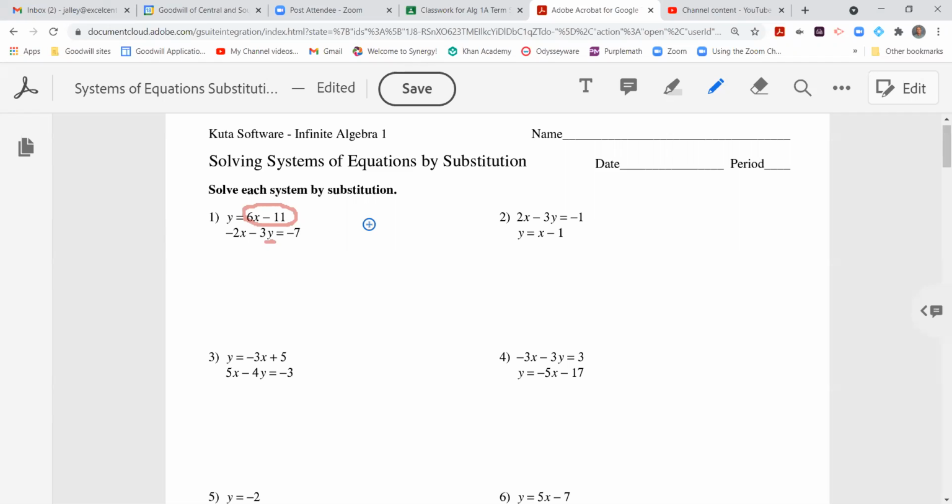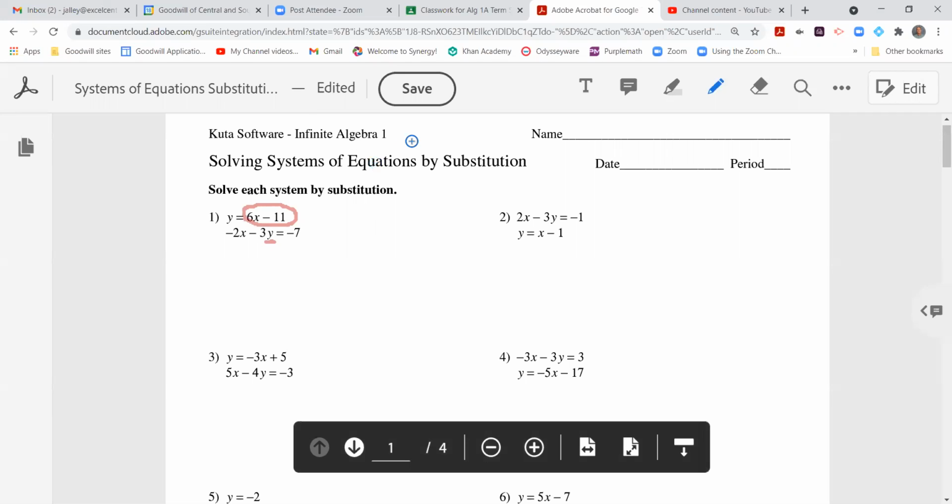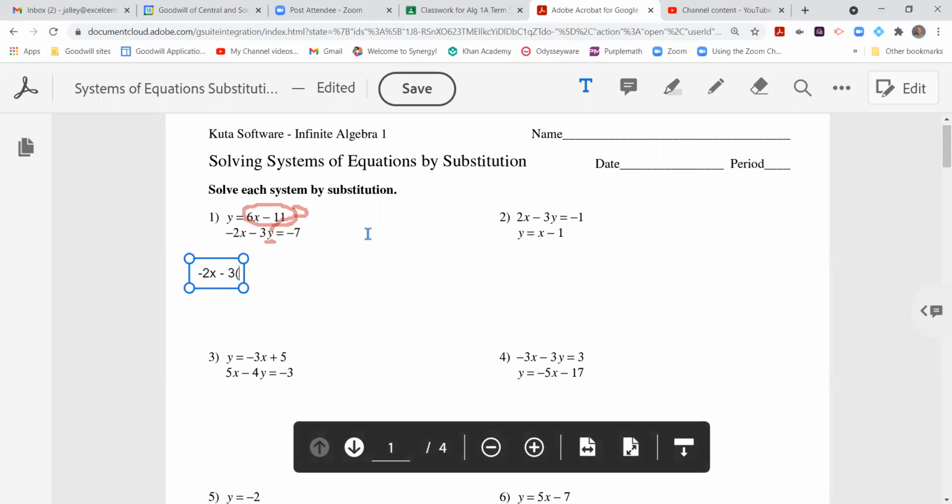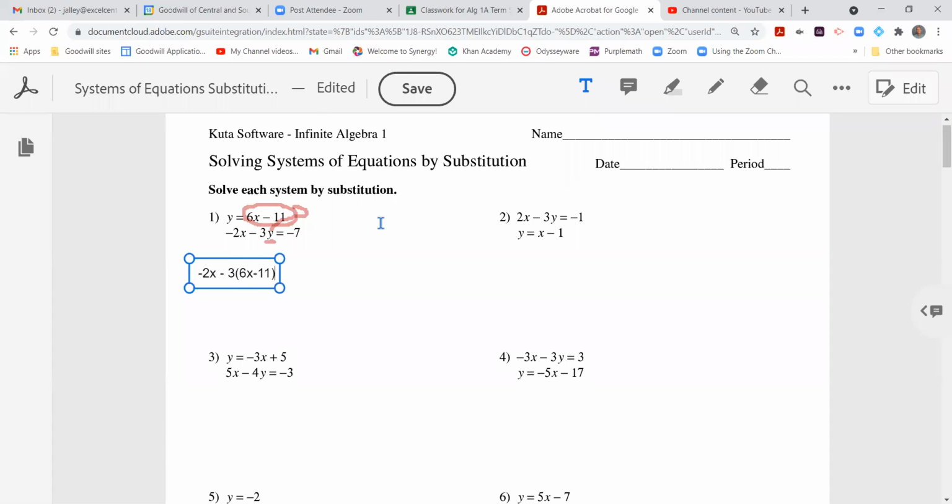It's important for you guys to know how to do this because in some situations, substitution works great. But in a lot of situations, it's messy. Because if I'm going to substitute this whole expression for this y, here's what I get in that second equation. Minus 2x minus 3 times where the y was is now going to be that other expression from the first equation, 6x minus 11. And that all is going to equal -7.